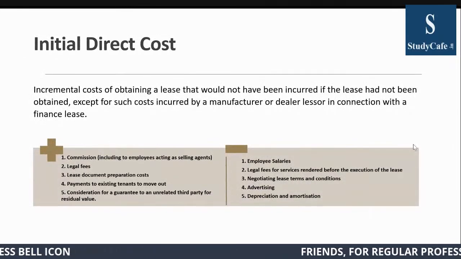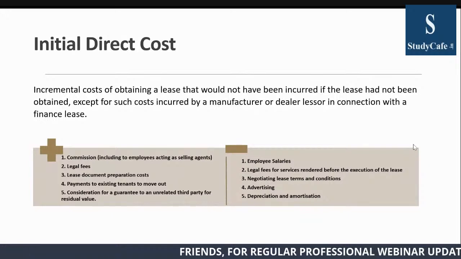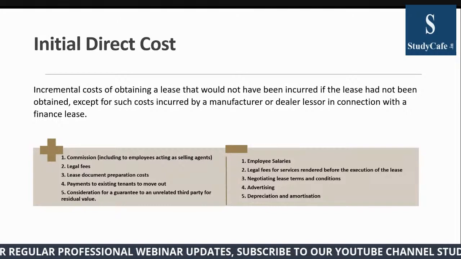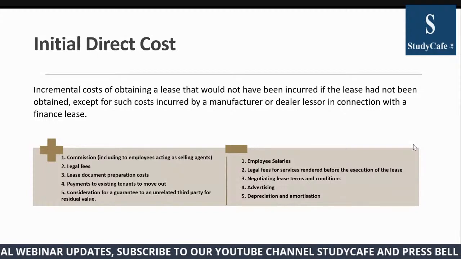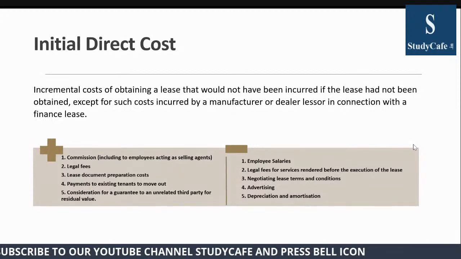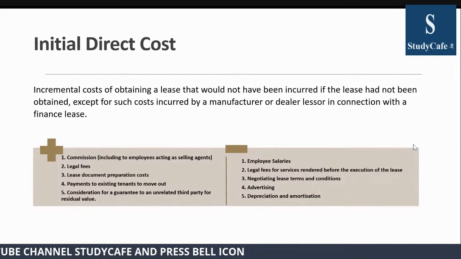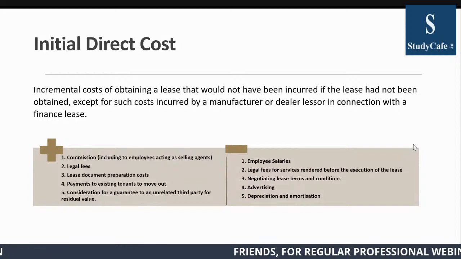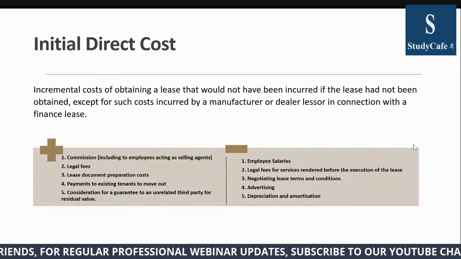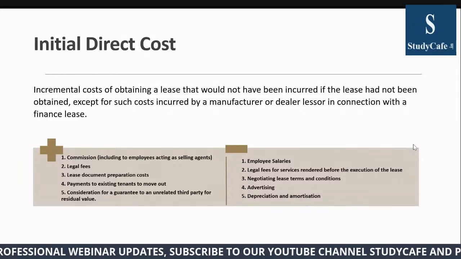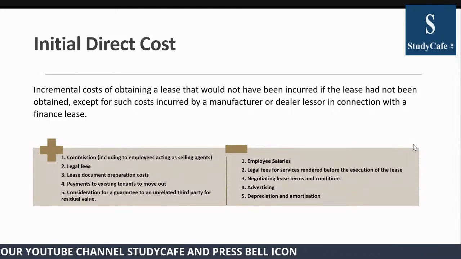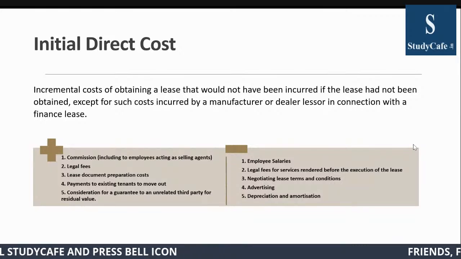Now also, there are certain initial direct costs associated with the lease. What is an initial direct cost? This is an incremental cost, a cost that entities incur only when the lease is obtained. So if the lease was not obtained, this cost would not have been incurred. For example, the legal fees, the documentation fees for the lease contract, or any other commission kind of fees. So these costs are considered as initial direct costs. And what is the treatment of these costs, that we will understand.